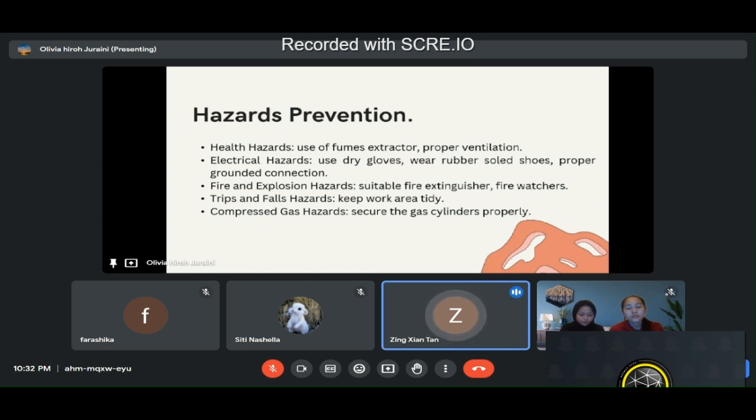And lastly, the compressed gas hazard. The workers should always secure the gas cylinders properly. That's all from me. Thank you.